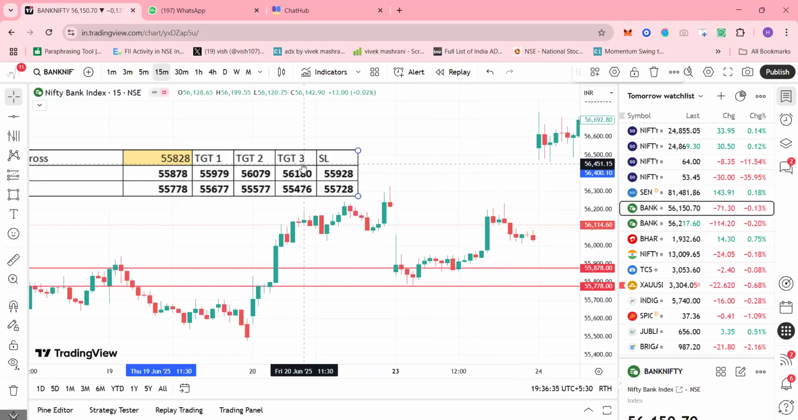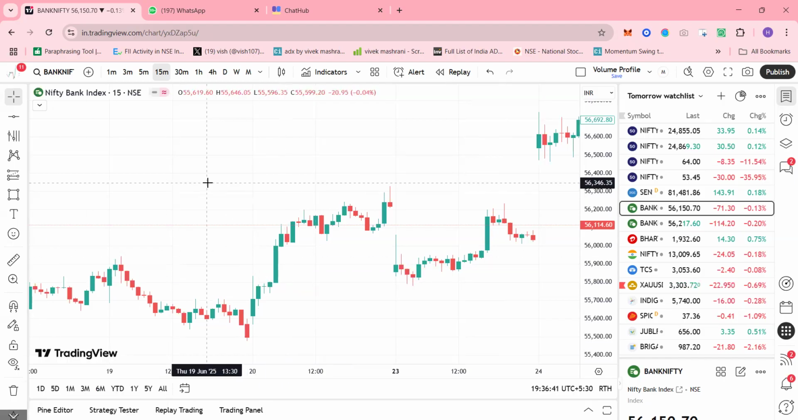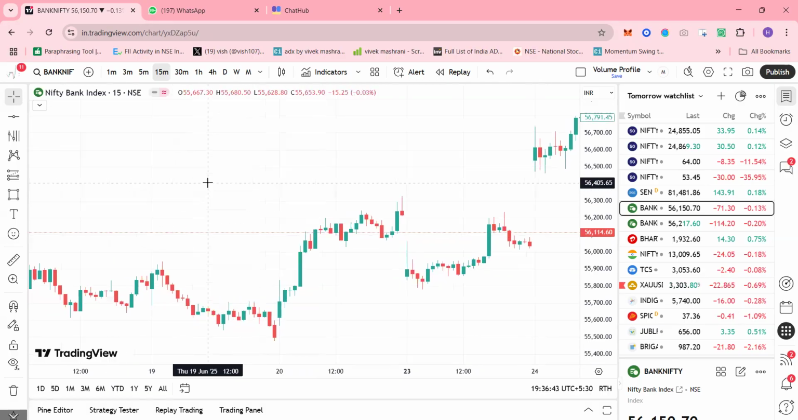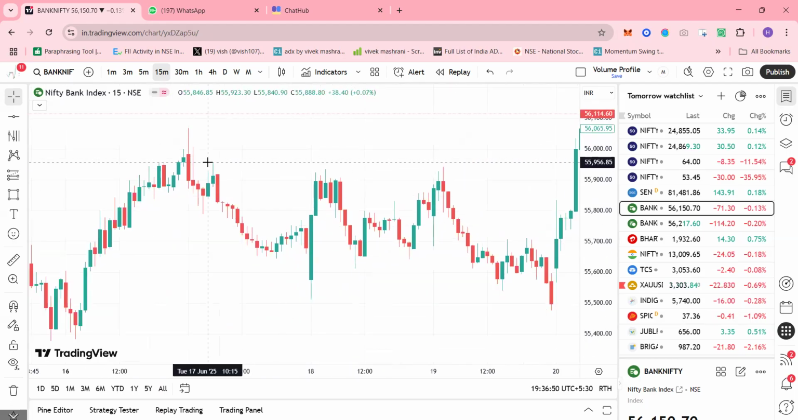So this is how the levels work. This is something which I can't say I invented. I have done some research and then got this.